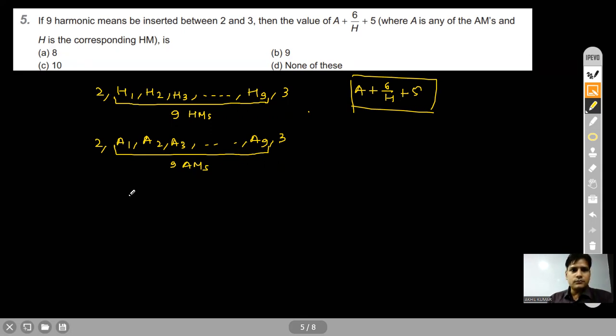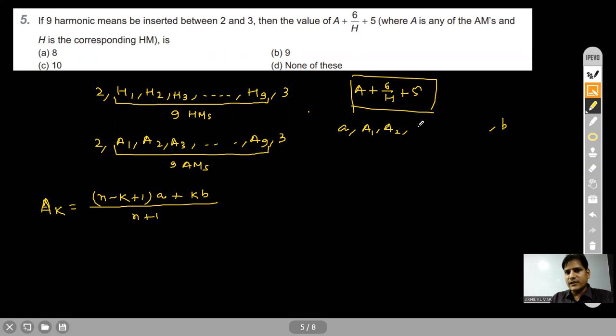So let's check it out. What will be the kth harmonic mean? Let's generalize this. So what will be the kth arithmetic mean between 2 and 3? It will be (n minus k plus 1) into a plus k into b, upon n plus 1, right? How is it coming? Suppose a and b are two numbers and we are inserting n arithmetic means between these numbers.